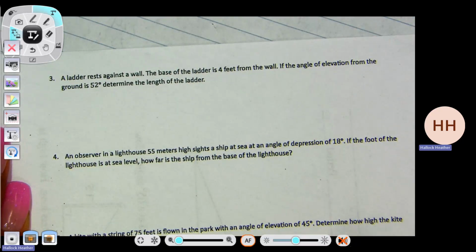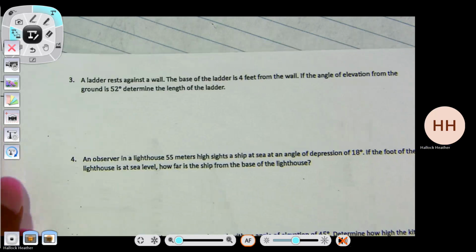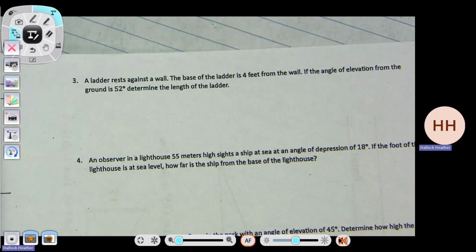Okay, let's try number 3. So take a minute. You've got this. I'm believing you. When in doubt, draw it out. Remember, you can't climb a ladder straight up vertical because you would fall backwards. You're leaning a ladder up against the wall.